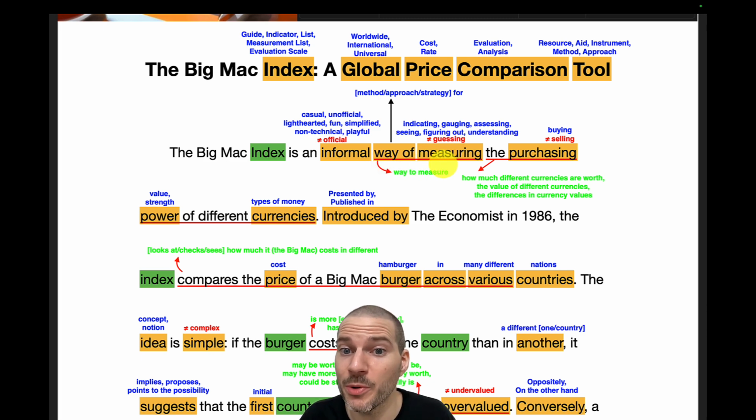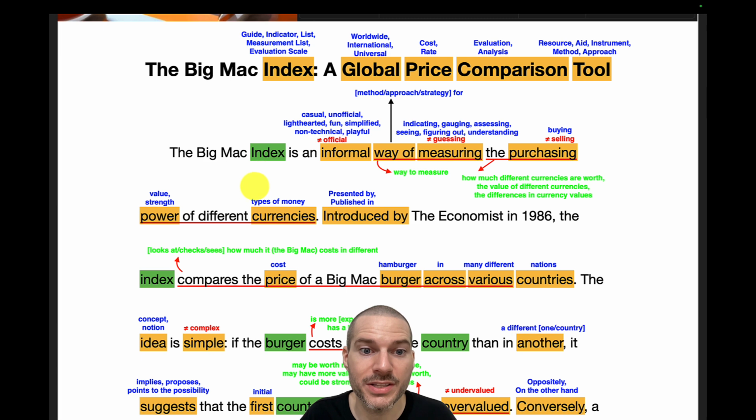But you can see I reworded this. These three words here, way of measuring, you can reword to way to measure. Just read through the sentence and read the green, okay? The Big Mac Index is an informal way to measure the purchasing power of different currencies. And then you can see, you can read the sentence more than one way, all right? So let's come here to purchasing, the purchasing. You can say synonym buying, the antonym is selling. And power, you can say value or strength of different currencies.